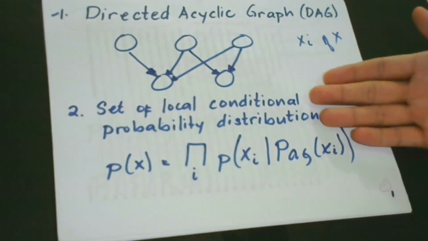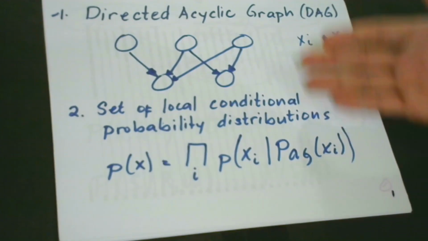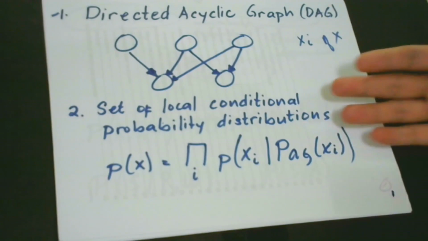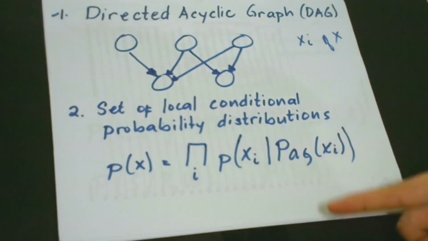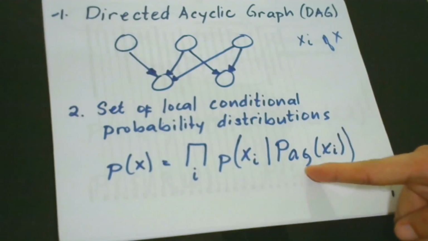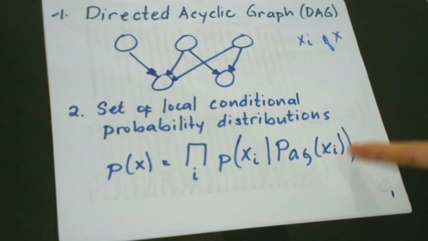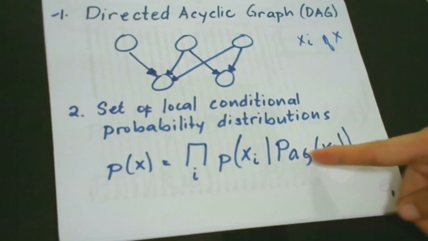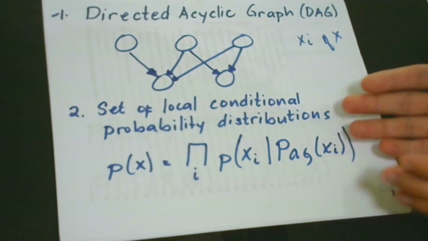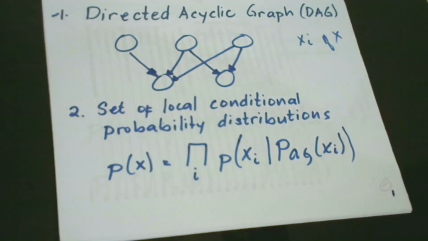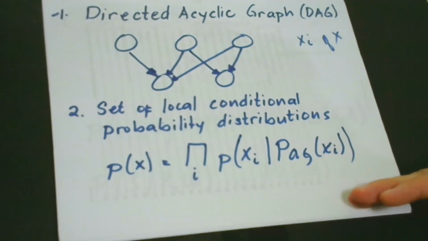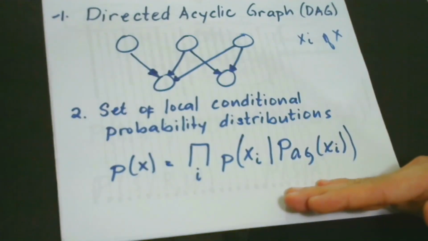Then we have number 2 property. It is also a set of local conditional probability distributions. So we have P of xi given the parents of xi, P(xi | Pa_G(xi)), where these are the parent nodes of xi in G. Also, it factorizes the joint distribution of the node variables as this statement describes.